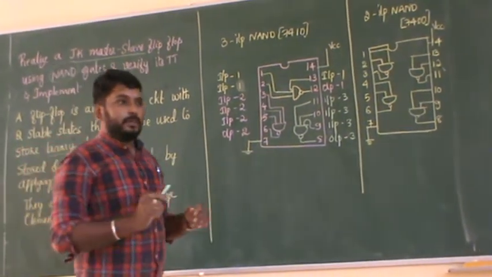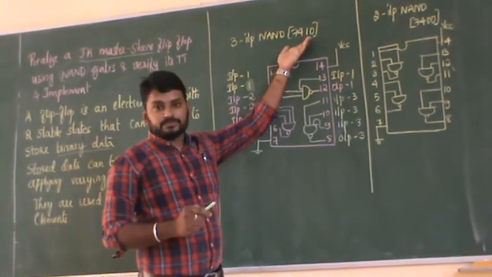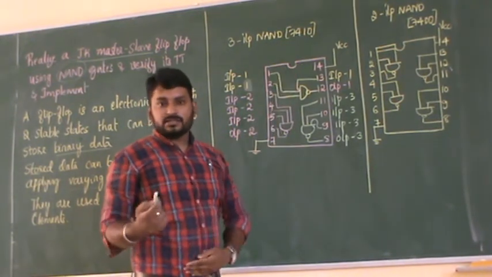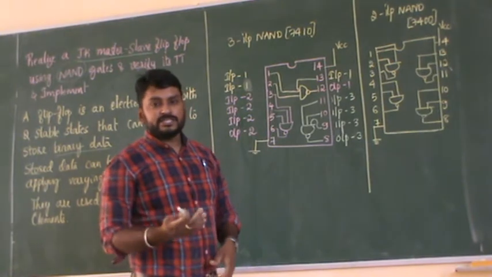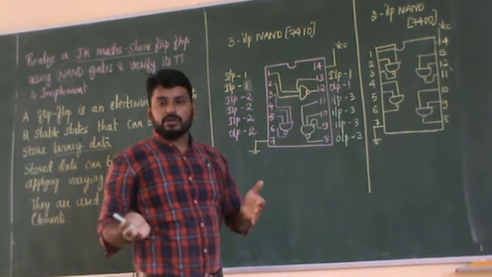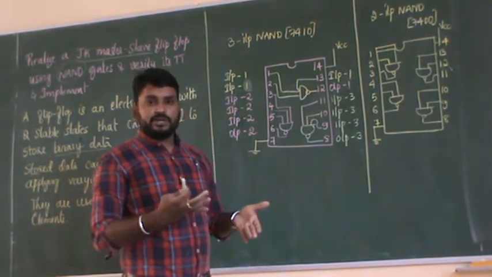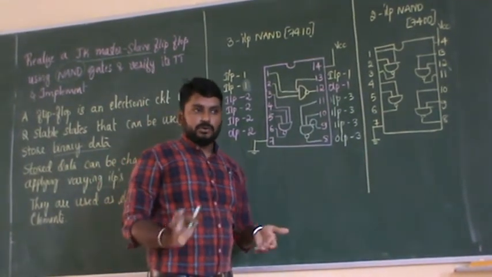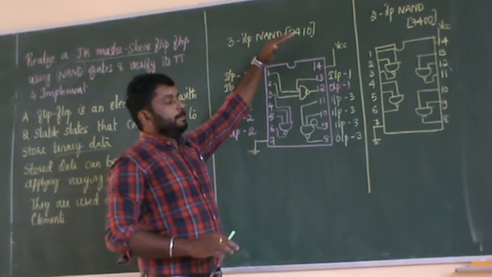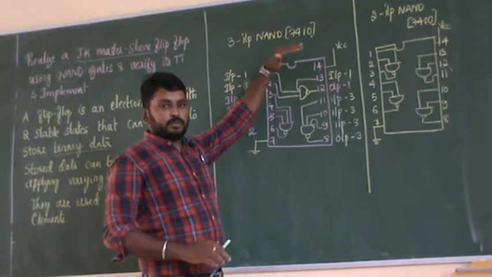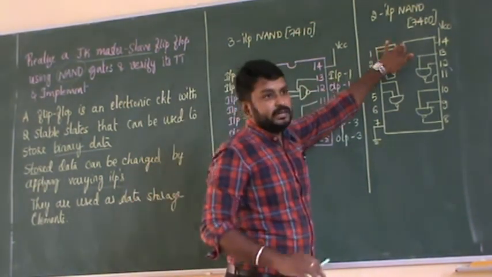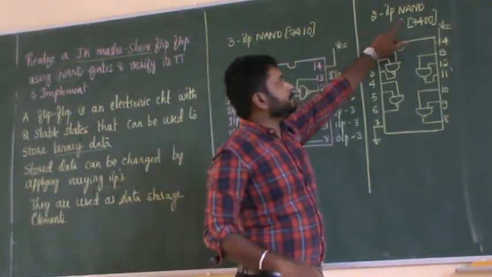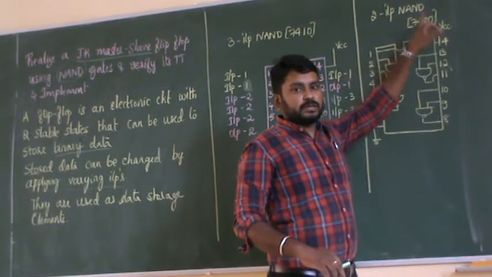But you have to remember this IC number. You have to remember an IC number, because you have to ask, I want the pin configuration chart of 7410, then only will they be able to give it. You cannot come and ask, give the 3-input pin chart. You have to remember the IC number for the 3-input NAND gate and the 2-input NAND gate. The 3-input NAND gate IC number is 7410. The 2-input NAND gate IC number is 7400.